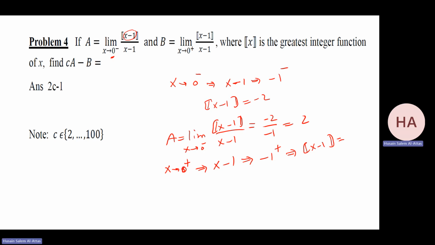x goes to 0 from right, like 0.001, okay? x minus 1, 0.001 minus 1, minus 0.999, something. So the greatest integer will give me minus 1.